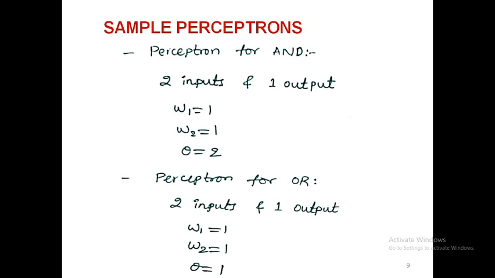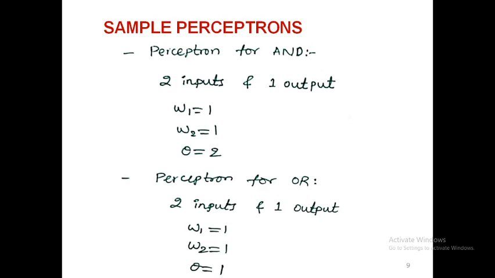W1 into X1 plus W2 into X2, where X1 is equal to 1 and X2 is equal to 1, is nothing but W1 plus W2, which is 1 plus 1, equal to 2. So minimum it should become 2. Then only the corresponding perceptron, or corresponding neuron, will fire.